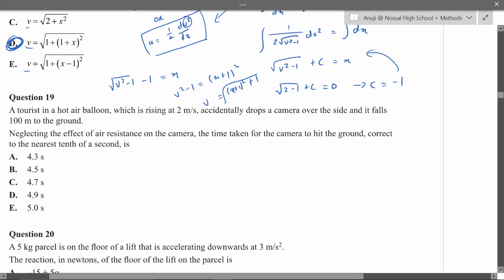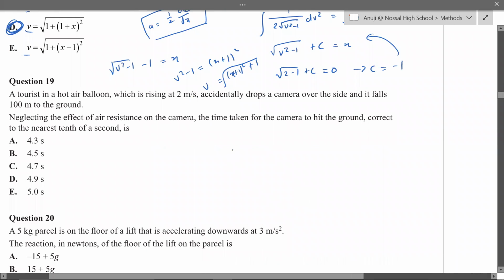Question 19. So yeah, with the dynamics questions, always good to draw a diagram. So there's a hot air balloon. This is rising at 2 meters per second, and there's a camera, and this one falls 100 meters to the ground. Ignore air resistance, and it's asking for time.